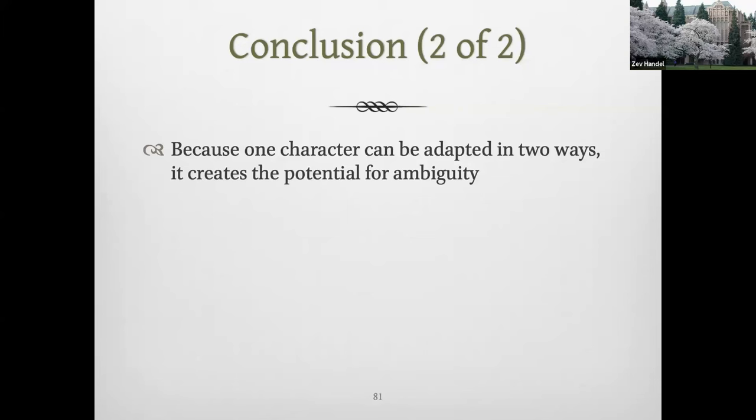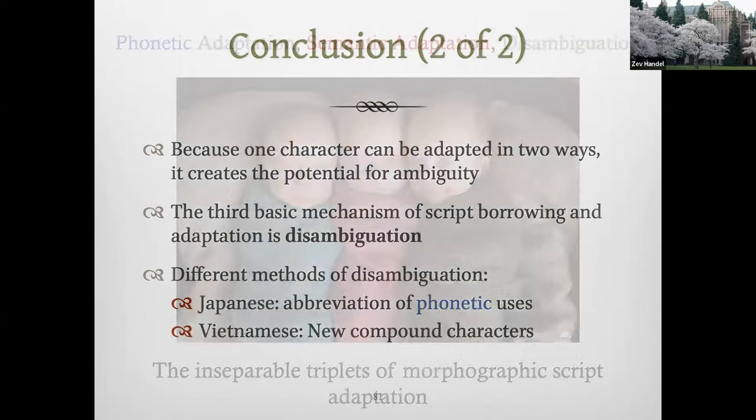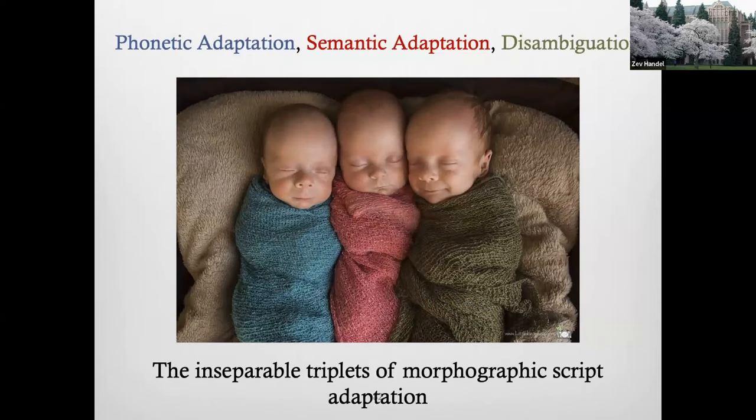Then you have the potential for ambiguity. So the third thing that happens is some kind of mechanism for disambiguation to make reading easier cognitively. We've seen different methods of disambiguation. How it plays out is different in each place. In Japanese, it was done by abbreviating characters when they're used for their sound value. In Vietnamese, it was done by creating new characters through a combination of existing characters. So that's it. Phonetic adaptation, semantic adaptation, disambiguation, the inseparable triplets of morphographic script adaptation. If someone asks you what the talk was about, you can say, I learned about the inseparable triplets of morphographic script adaptation, and no one will come to my next talk.